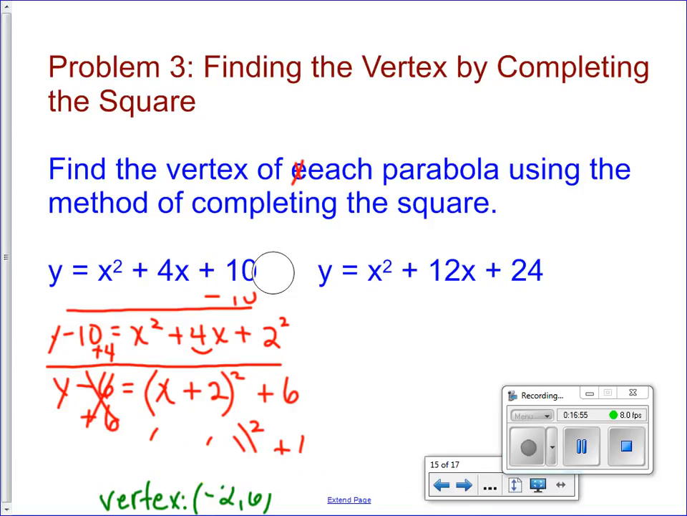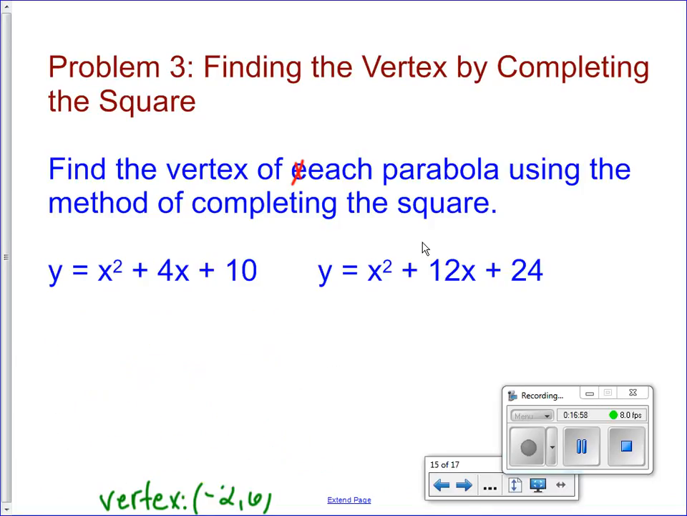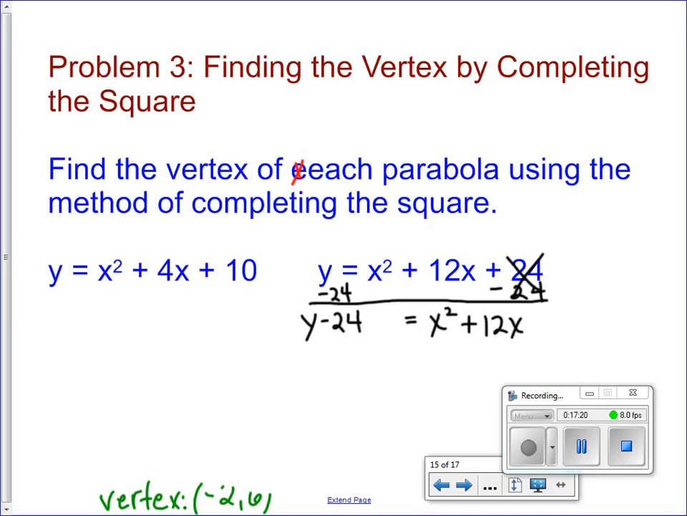We're going to do this again. On our problem over here, of course, I want to subtract the 24 from the y so that I'm left with y minus 24, and I'm going to leave a little space here, equals x squared plus 12x. All right, our b is 12, so we want to take half of that, which would be 6, and we're going to add on 6 squared.